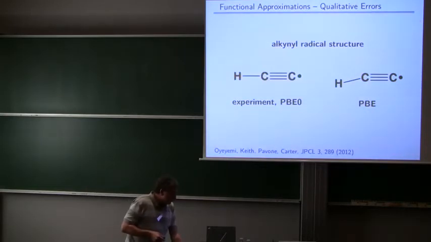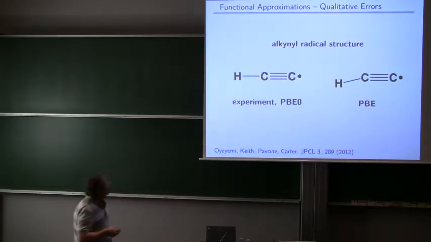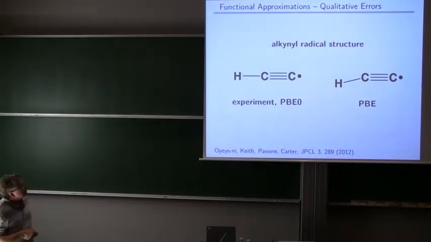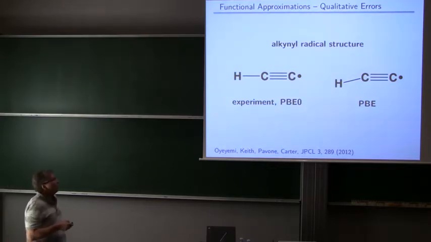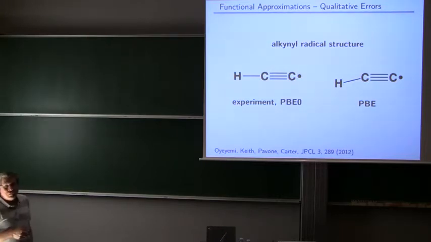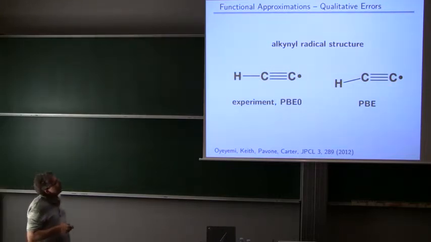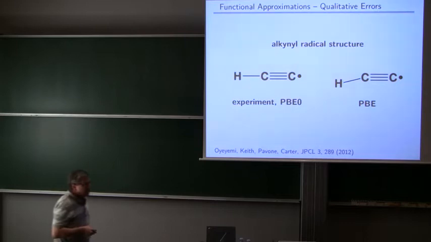There are many other examples. One is here, a recent paper by the Harper group, an alkene. PBE gets this structure wrong. So here it is actually not the energy, but the structure that is wrong for this radical. It turns out to be right in PBE0, however.